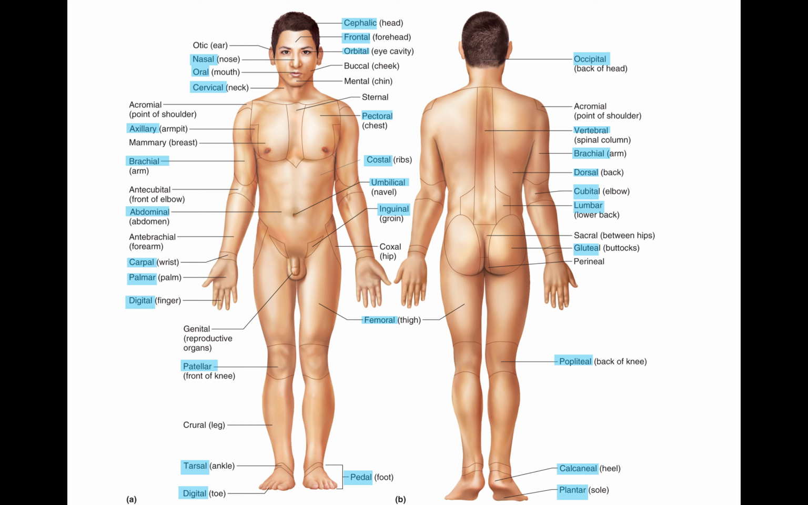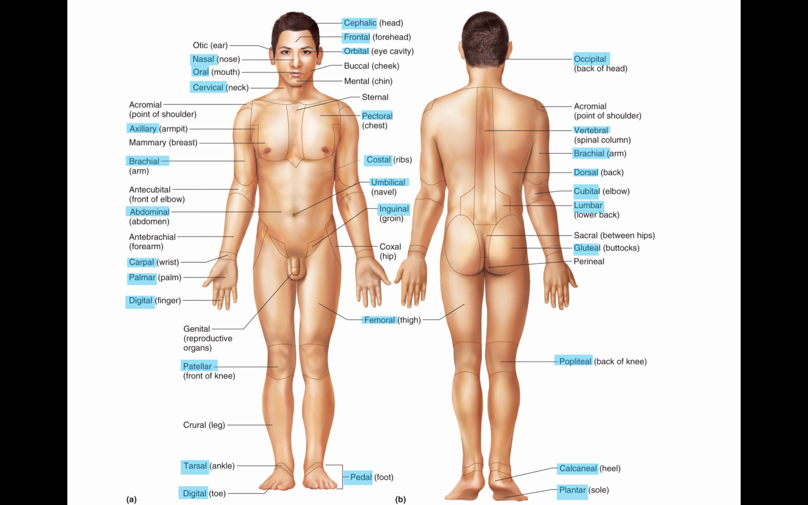If we move to the lower limbs, gluteal refers to the buttocks. We'll have your gluteus maximus, minimus, and medius, which are 3 different muscles. Femoral refers to the thigh or the upper part of your leg. Patellar is the front of your knee. Your patella is your kneecap, so patellar is the front of your knee, whereas popliteal is the region that is the back of the knee.